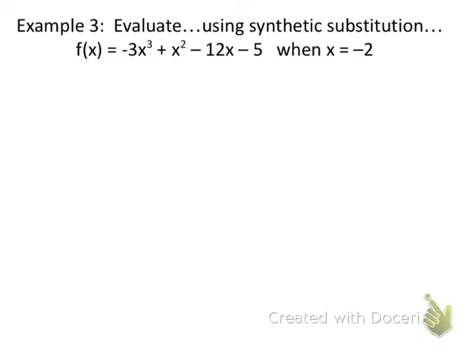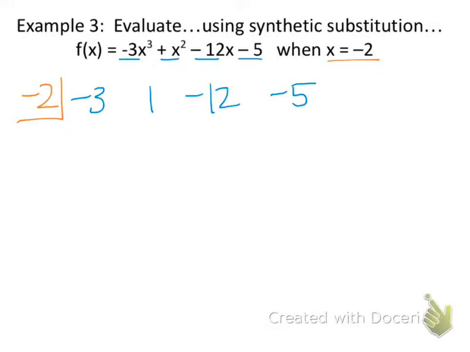Now we're going to evaluate this using something we called synthetic substitution. And we're also going to be using this process later, so hopefully you'll understand this. For synthetic substitution, basically what we're doing is eliminating all of the x's. Since we're substituting in -2, we're going to put -2 in this little half box on the left. And then all of these coefficients, -3, 1, -12, and -5, we're going to list across the top. And now this is the process for synthetic substitution.